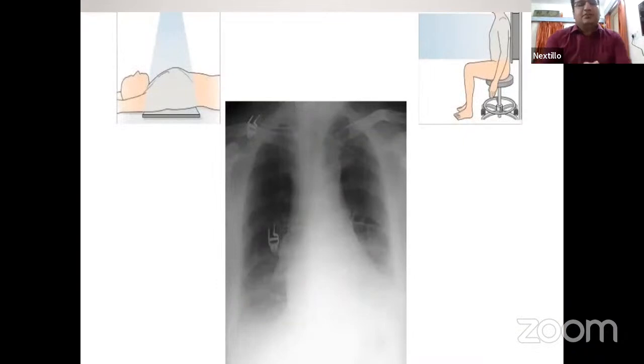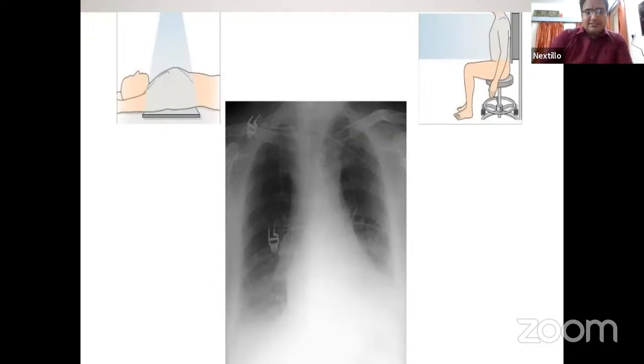Now, look at the first image. The patient in the first image is what we are talking about: patients who are admitted or not able to move. So in this kind of view, the film is placed under the patient. In some scenarios, when the patient is able to sit, we can take it in a sitting position.